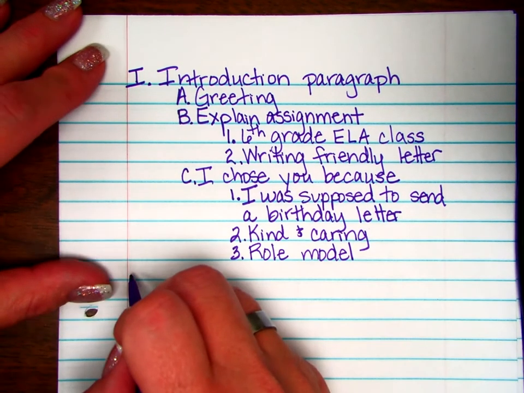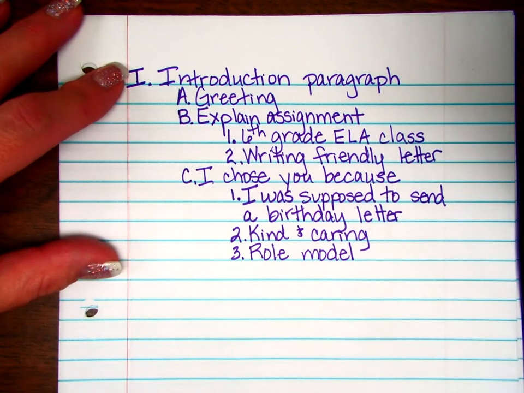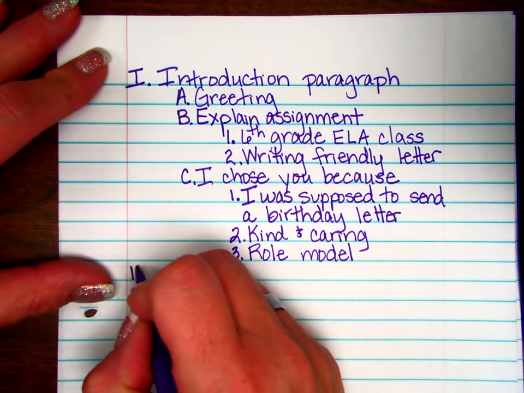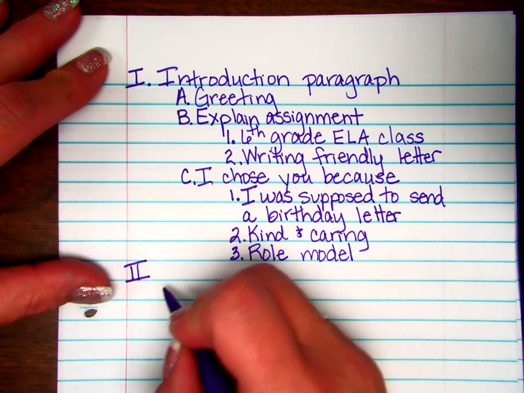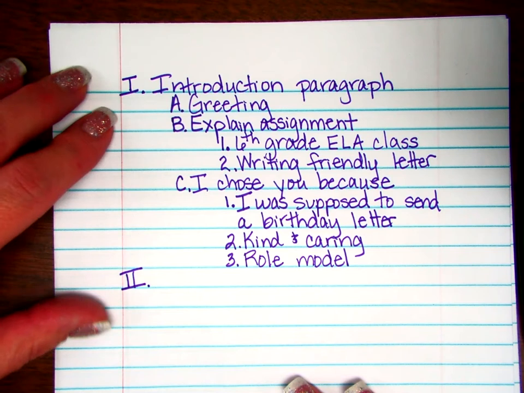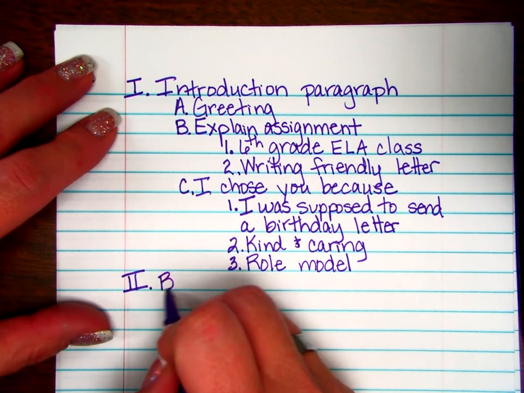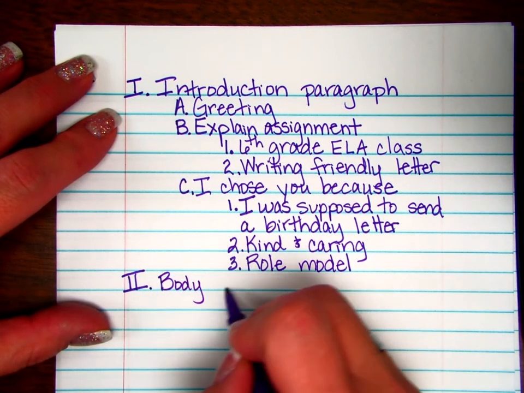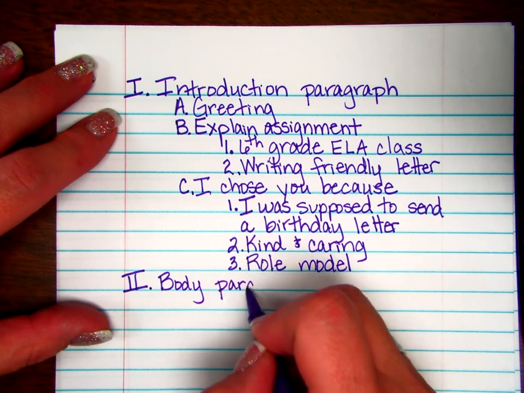Alright, so I'm assuming that we are all finished with our introduction paragraph plan, and we're going to go on to our body paragraph. So we move back over to the Roman numerals, and I'm going to line that up directly below my first Roman numeral. This is Roman numeral 2, and we're going to call this the body paragraph. So you all need to do that on your paper right now too.